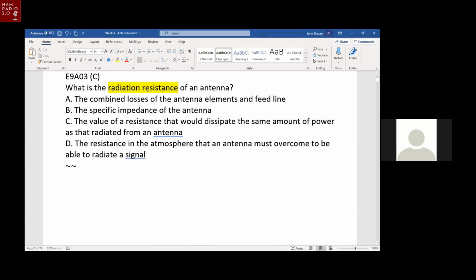Hey, John. Hello? I have a question. Yes. Do the radials count as part of the ground loss? Yes, they do. On a vertical? Yes. One reason you use radials is to reduce the ground resistance. And the more radials you use, the lower the ground resistance will be.